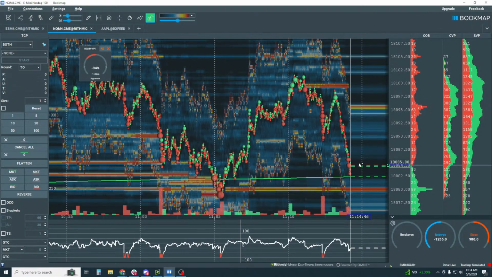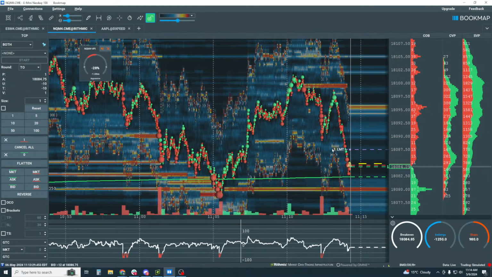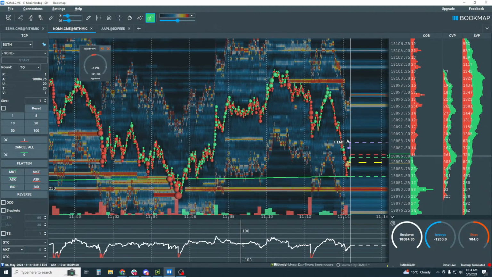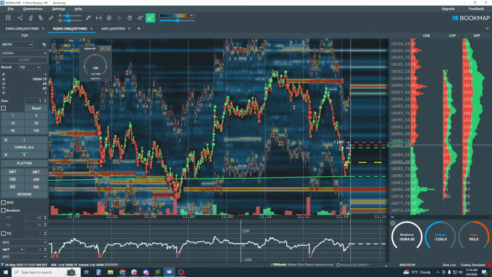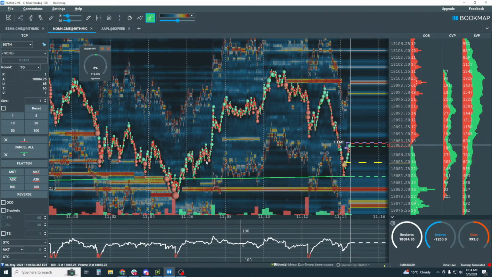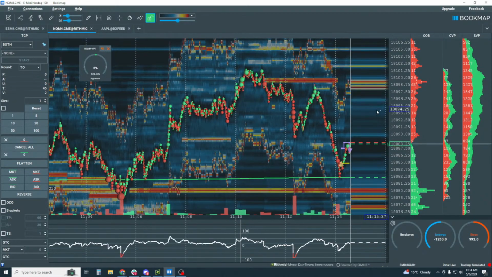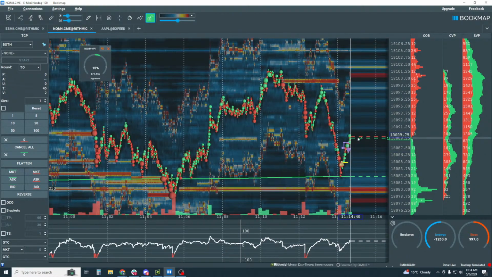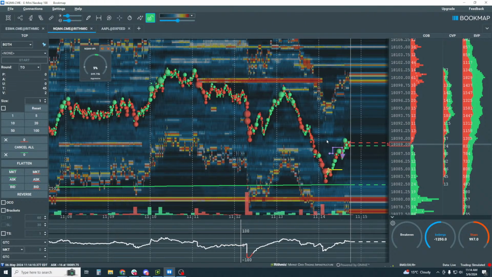Now we'd look for a pullback. Okay, and we're not looking for much, right? We can look for maybe back up to here, okay? Because this has been a pretty extreme move, right? So we're looking for the move back up into here after testing these swings in here. And now we're just going to exit that, and we're going to look for the next one. Okay, so yeah, this is just a paradise for this kind of trading.